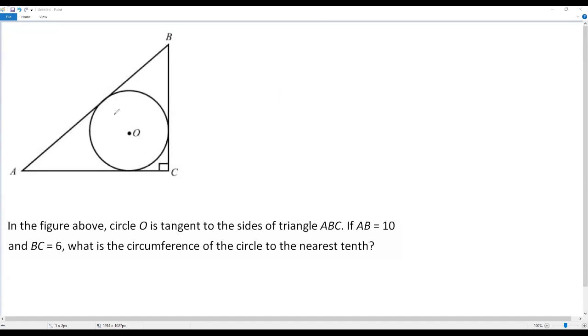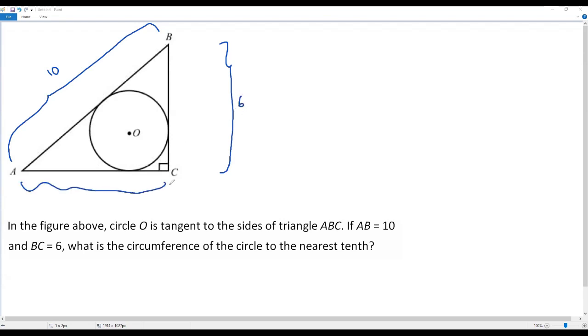Okay, the sides of the right triangle ABC, we have the length of the side AB, that is 10, and the length of the side BC, that is 6. So AB is the hypotenuse, its length is given, that is 10, and BC is one of the legs of this right triangle, its length is given, that is 6. Okay, now we can use the Pythagorean theorem to get the length of the side AC.